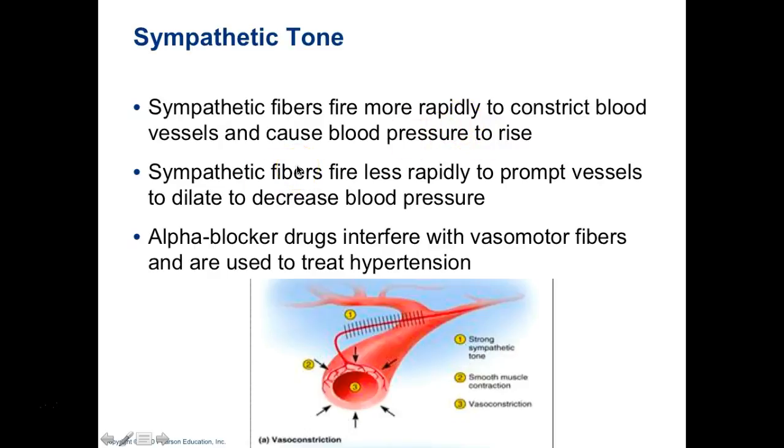Whereas when we're at rest, we're relaxed, we don't need our blood pressure high, then we have these sympathetic fibers fire less rapidly. And we can also have alpha blocker drugs interfere with these vasomotor fibers to treat hypertension.